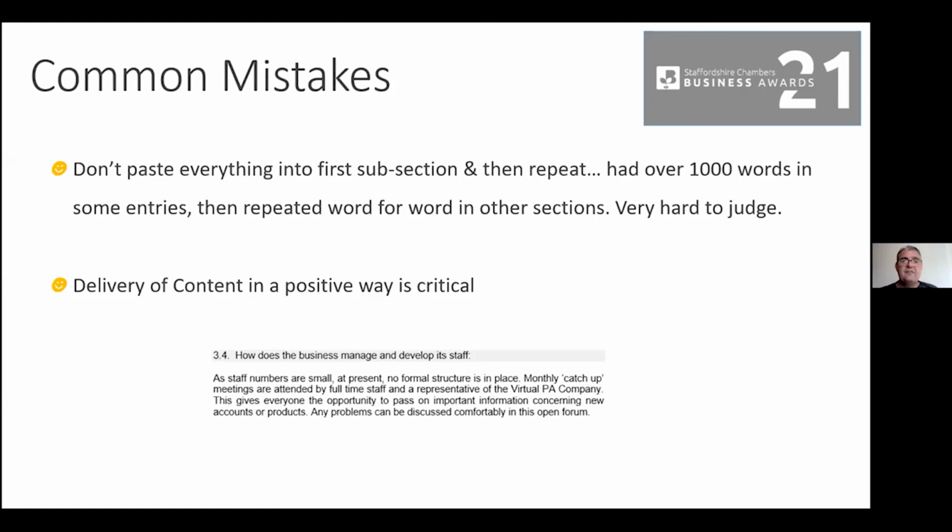So how does the business manage and develop its staff? "As staff numbers are small, at present, no formal structure is in place." Well, I don't care how small a business is, you should have a formal structure in there. "Monthly catch-up meetings are attended by full-time staff and a representative of the virtual PA company." Well, I wouldn't say that's anything radical. That's probably the norm for most businesses.